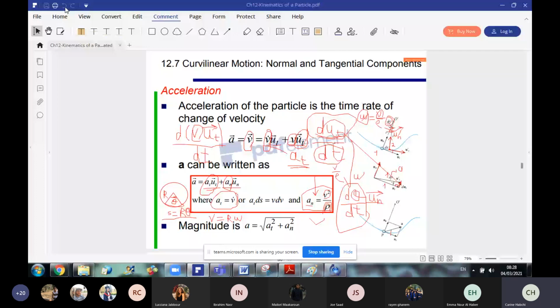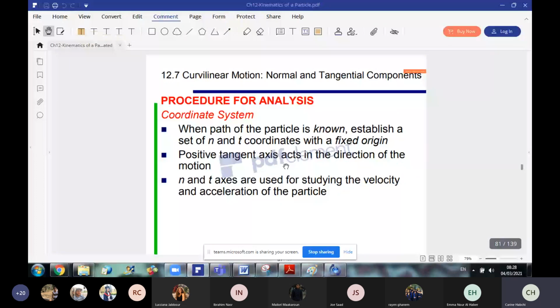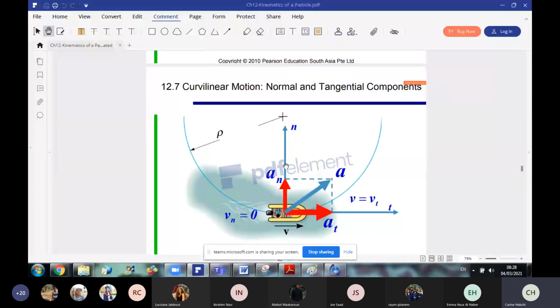So let us continue now. In general, as we said, whenever we have curvilinear motion, we will work in the UN, UT frame because it will be easier. AT is defined by change in speed, while AN is defined by change in direction and is equal to v square over rho.